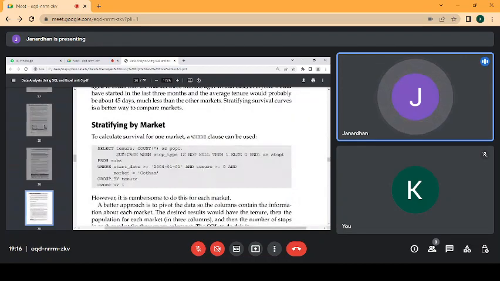How to analyze the markets here? Select tenure, count(*) as popt, sum(case when stop_type is not null then 1 else 0 end) as stopt from subs where start_date is 2004 and tenure is greater than zero and market is Gotham, group by tenure, order by one.